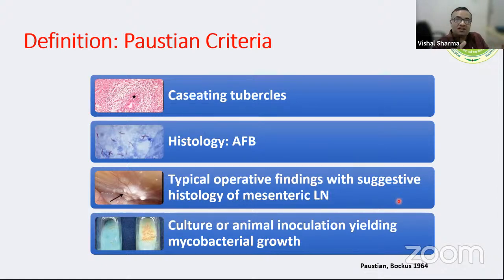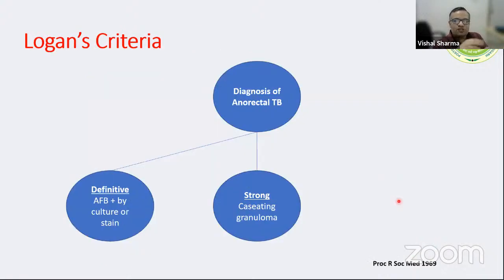Therefore, you need additional criteria. And these additional criteria were given in 1969 by Logan. So this is now also extrapolated to gastrointestinal TB. You could have AFB positivity, which is definitive. Again, you could have culture positivity. Nowadays, also PCR positivity or GeneXpert positivity, which is definitive. Or you could have caseating granulomas, which is very, very suggestive. If it's a granuloma alone, you are not very sure because there are many causes of granuloma. But if there's caseating necrosis, you are very certain that that is TB.